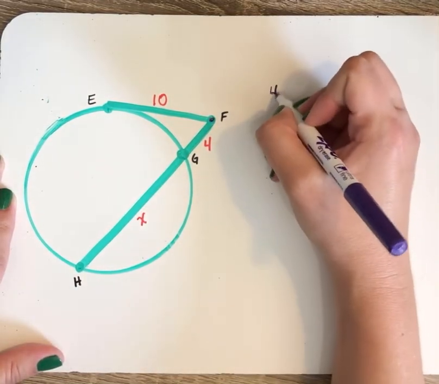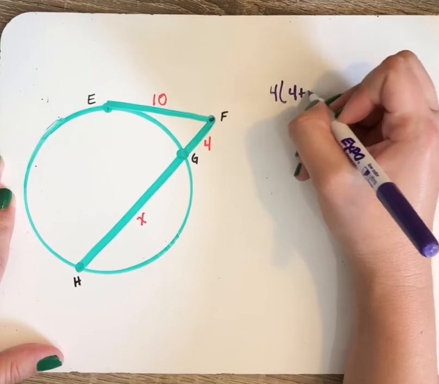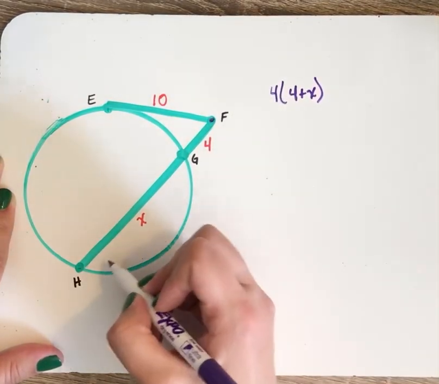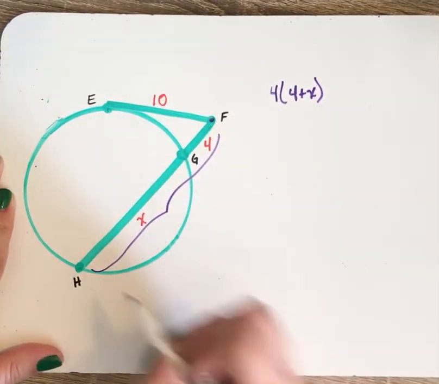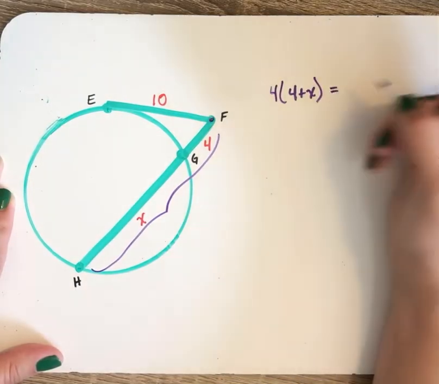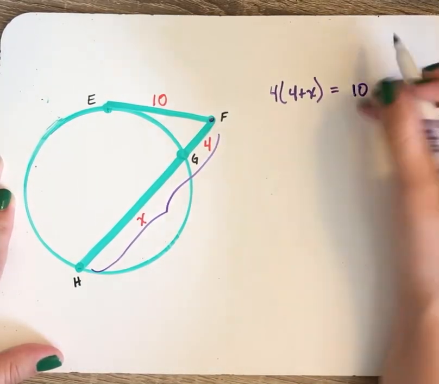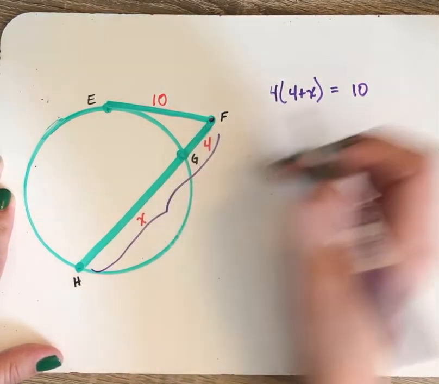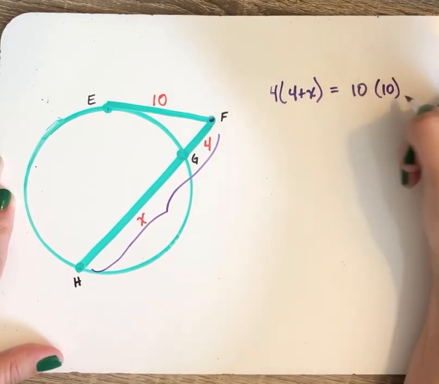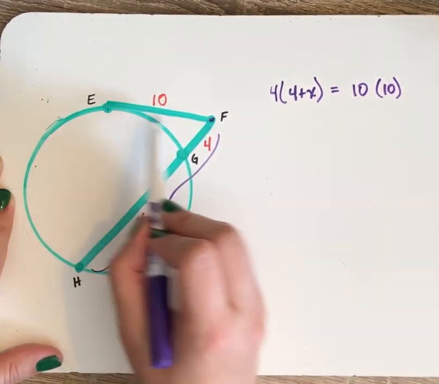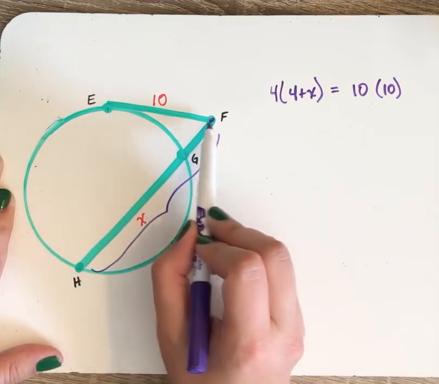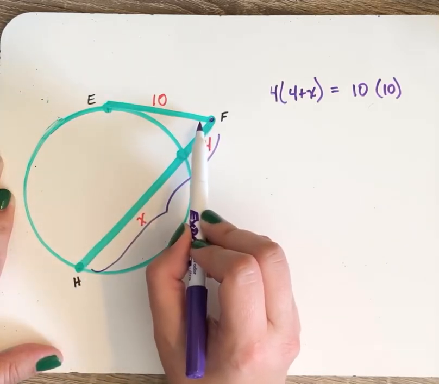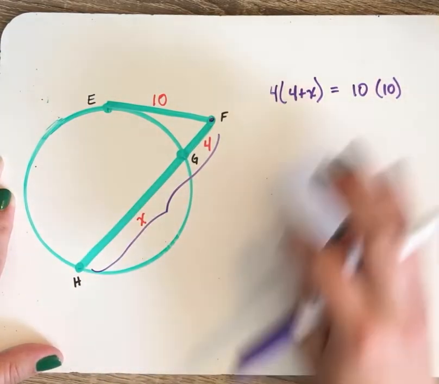I would do 4 times 4 plus x. 4 plus x is representing the entire length of FH. And that would be equal to the outer part, which is 10 times 10. So I'm really going to be squaring the value of the length of the tangent segment. So let's go ahead and complete this.